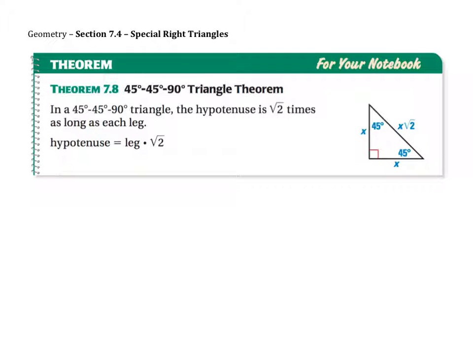Also notice if I have a 45, 45, 90, if these two angles are the same, that means that these two sides are the same, meaning it's an isosceles triangle. So as long as you know one of these, then you know the other one and the hypotenuse. You could also work backwards. If you know what the hypotenuse is in a 45, 45, 90, you could divide by the square root of 2 and get the length of each leg. We'll see this in the following examples.